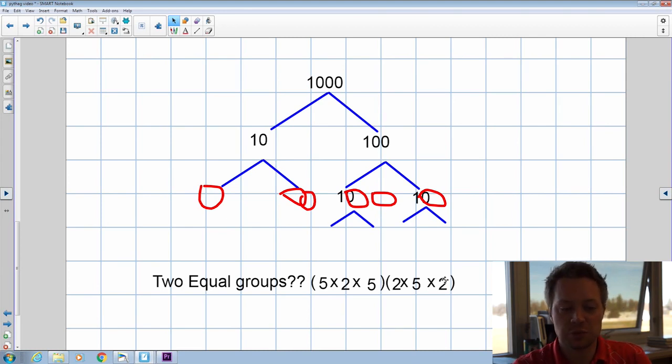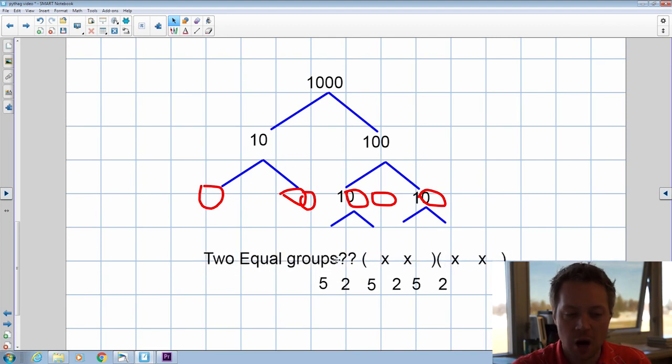Now, at first glance, those might look like two equal groups, but they're actually not, because 5 times 2 is 10, times 5 is 50, and 2 times 5 is 10, times 2 is 20. So 50 isn't the same as 20. Those groups are not the same.